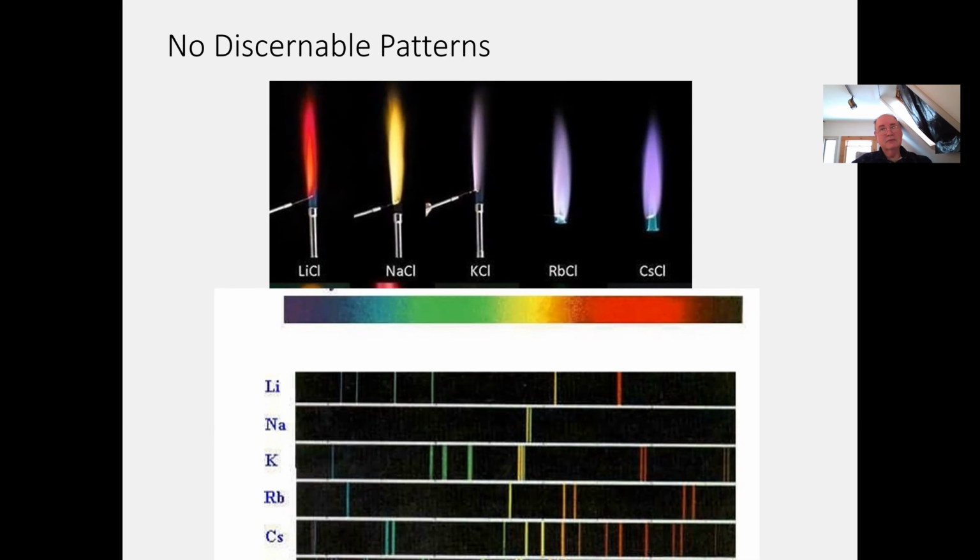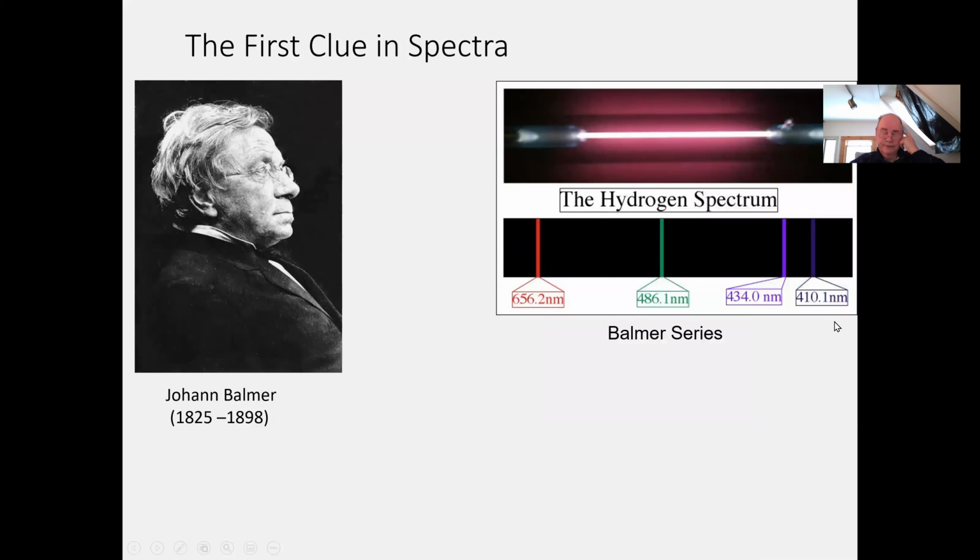But yet they all have the same chemical properties. Big question. Can someone solve this? The fact that they all are salt makers, they're all in the same column, but yet their spectra doesn't seem to have any relationship to each other.